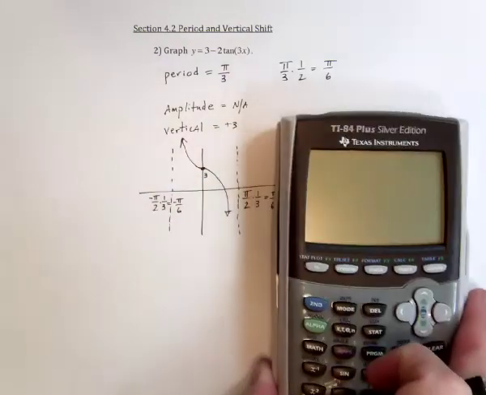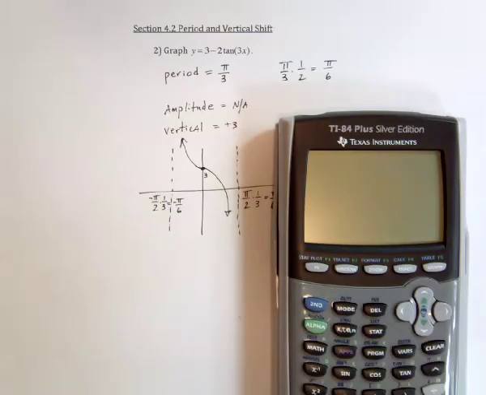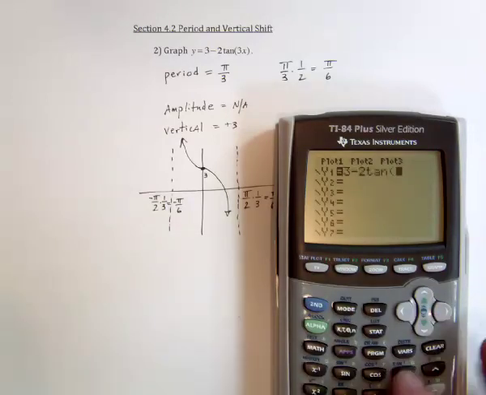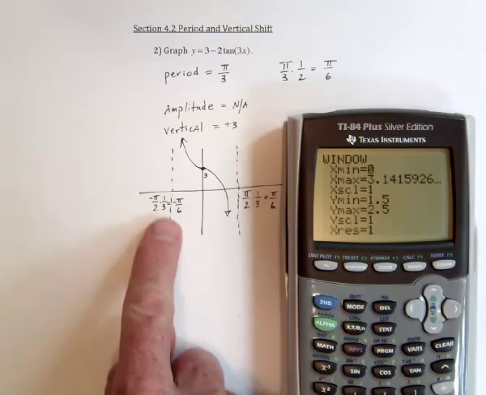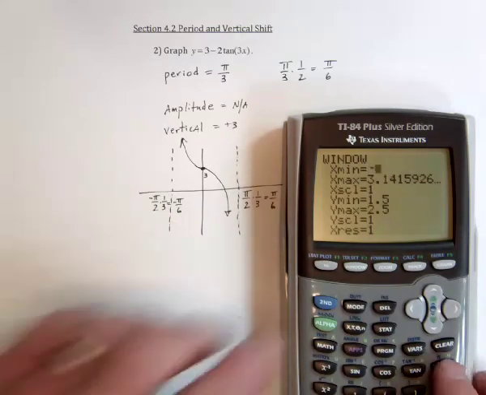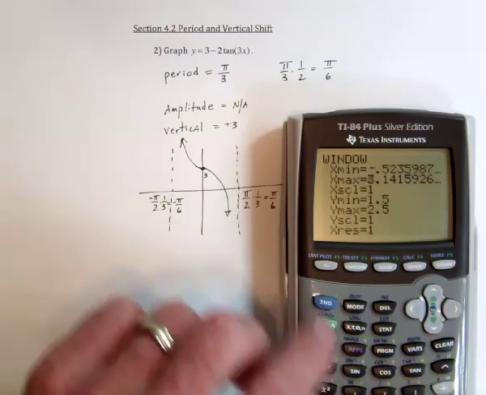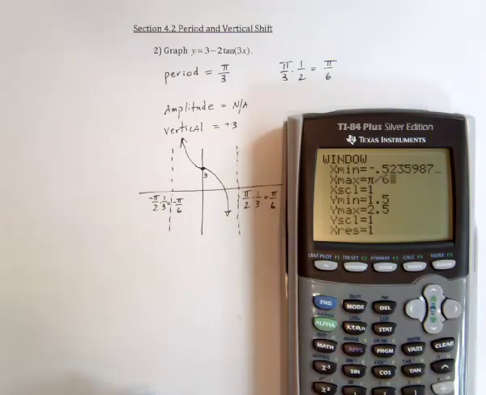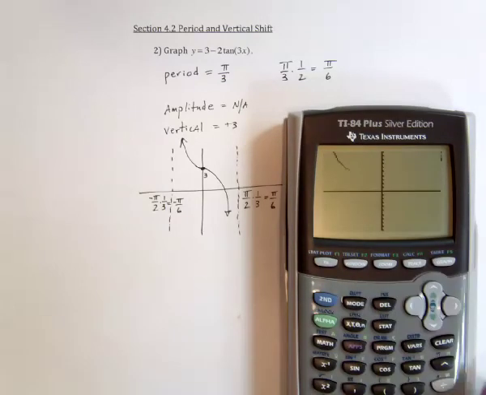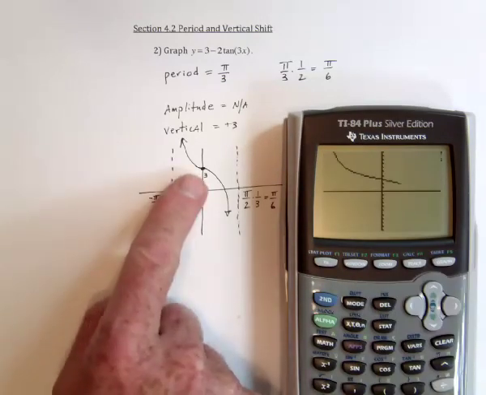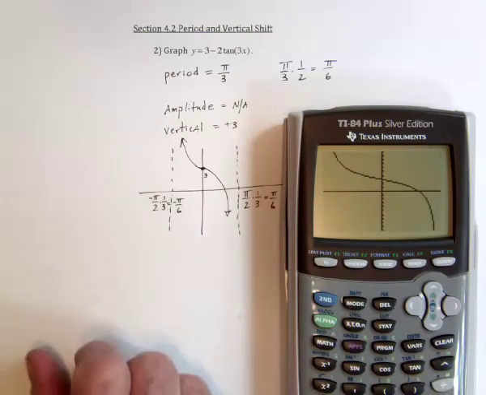And then double check with the graphing calculator. 3 minus 2 tangent of 3x. And now I need to adjust the window to go from negative pi over 6 to positive pi over 6. And then the y values, just make them fairly large. And then we should see something looking like this. Crossing at 3, very good. And then curves down.